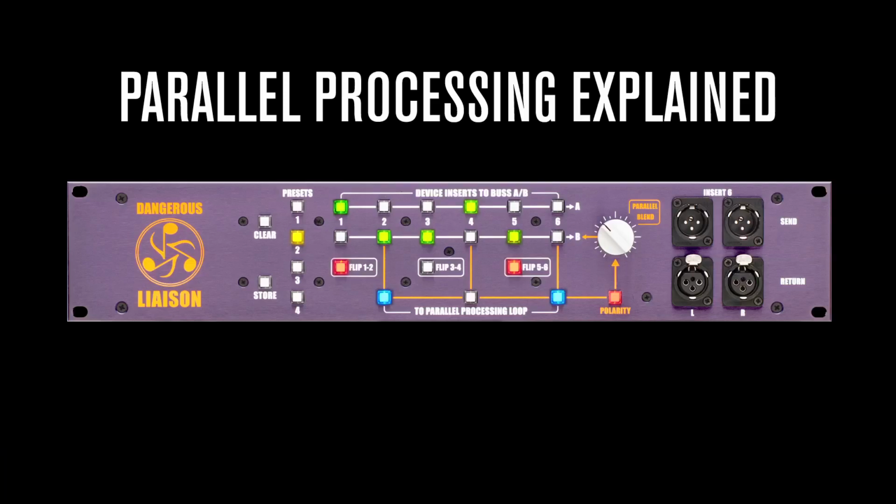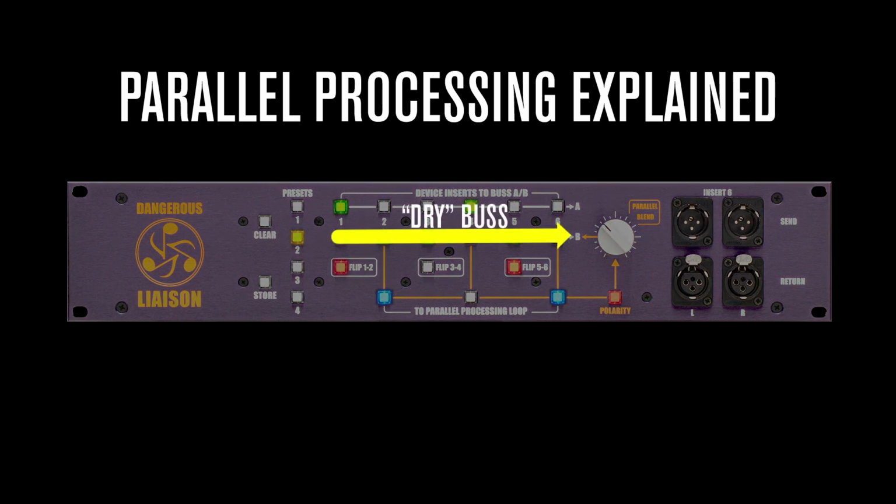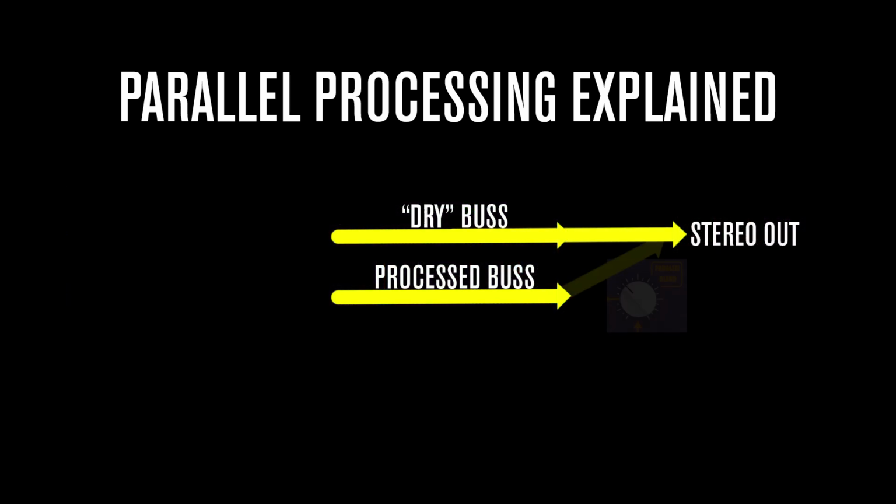Now let's talk a little bit about what parallel processing is. Essentially, it requires two buses, one for your dry signal and the other for your processed signal. And the bus with the processed signal gets blended in with the dry signal, essentially giving you the benefits of both the dry and the processed audio.